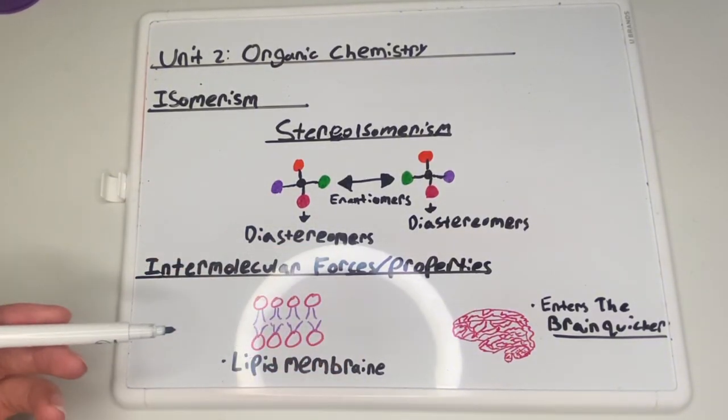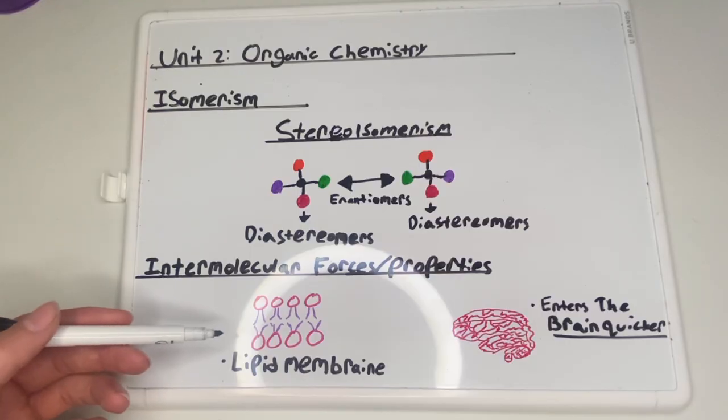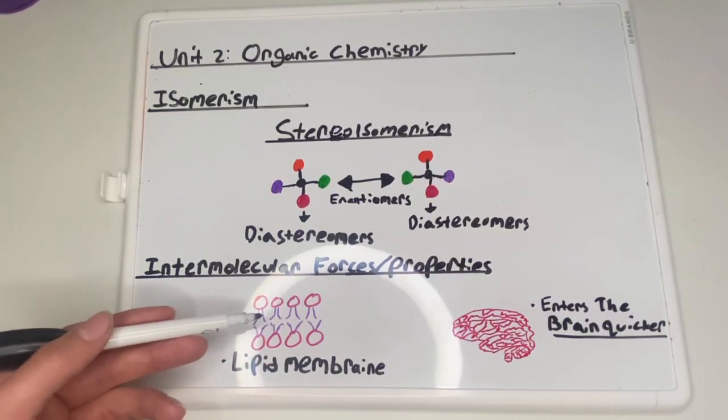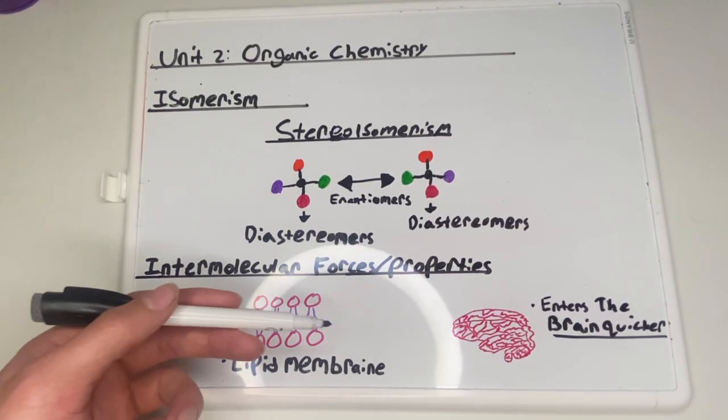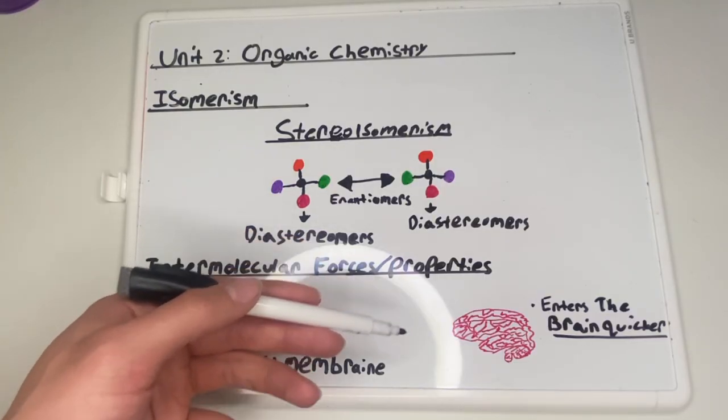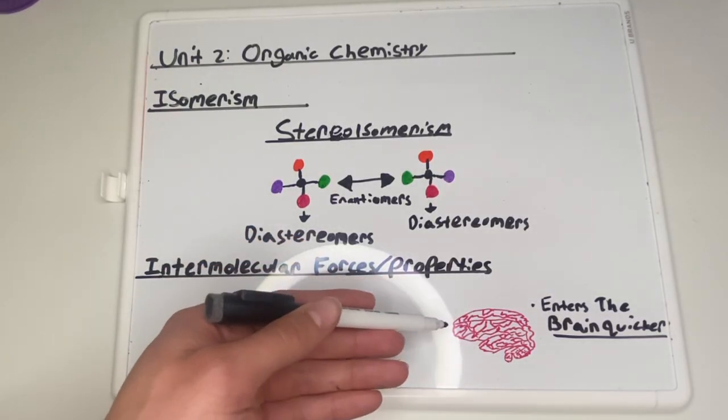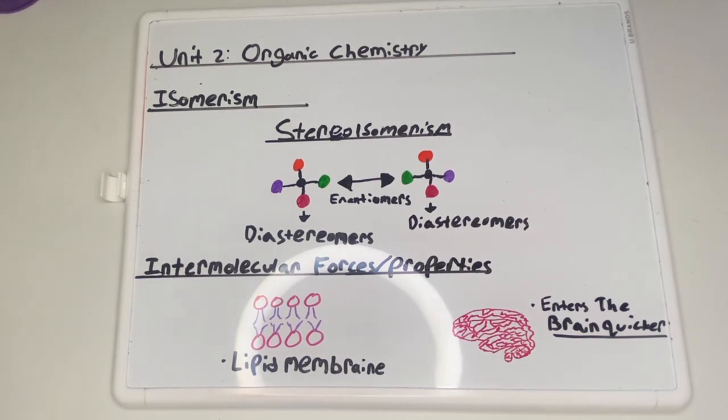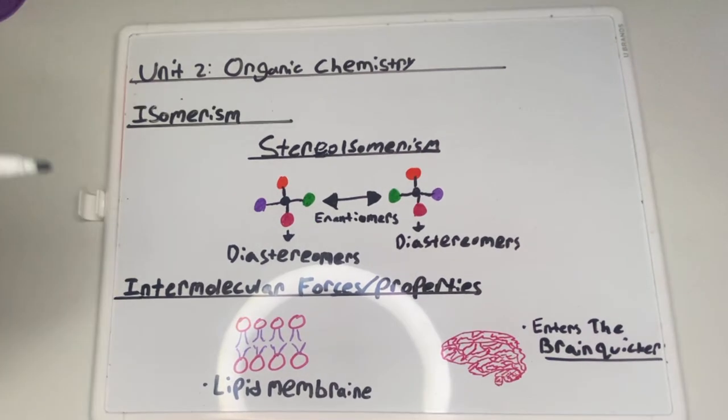Intermolecular forces and properties. Morphine's intermolecular forces strongly affect its properties. Hydrogen bonding increases water solubility, but slows down movement across lipid membranes. Heroin, which forms fewer hydrogen bonds, enters the brain faster, making it more potent and addictive.